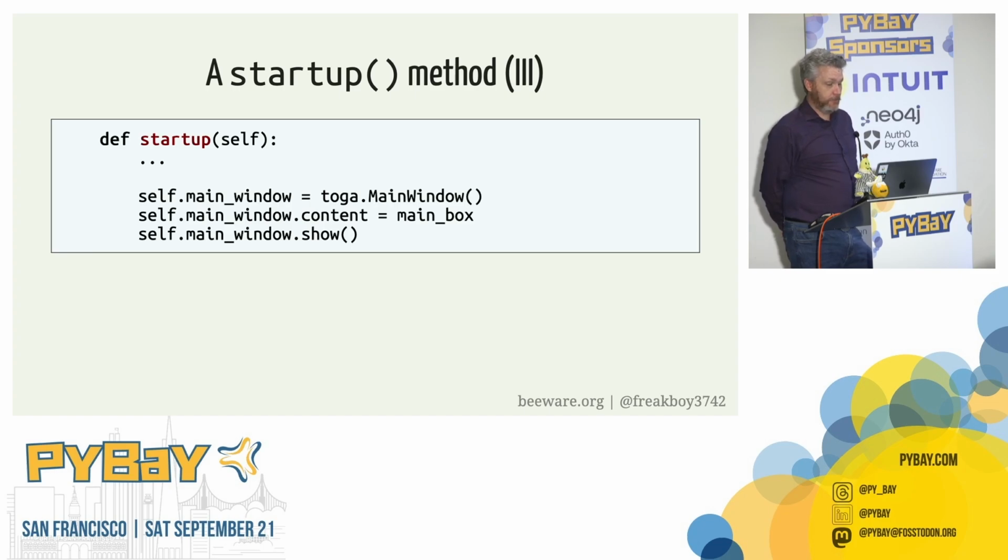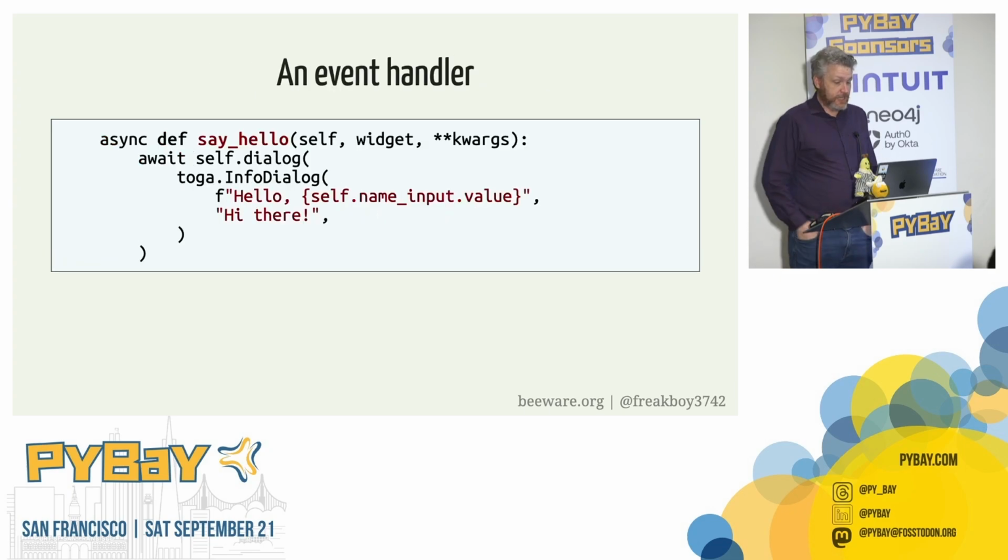At this point, we can pick up where the old code left off, create a main window, set the content of the main window to be our main box, and show the main window. One piece of housekeeping to attend to: we said that when the button was pressed, we want to invoke a say_hello handler on the app, so we'd better declare that handler. When say_hello is invoked, the first argument is the widget that generated the event, so in our case the button. There's only one button, so having that widget as an argument doesn't actually help us in this case, but if you had multiple widgets attached to the same handler, that might be useful information to have.